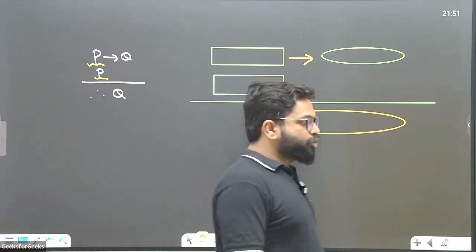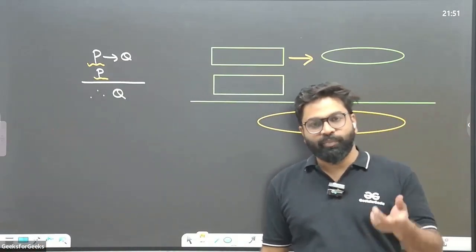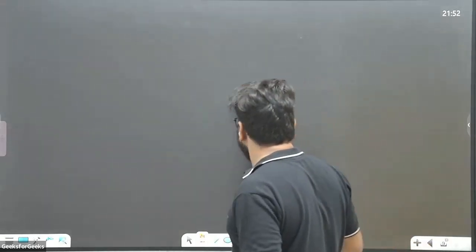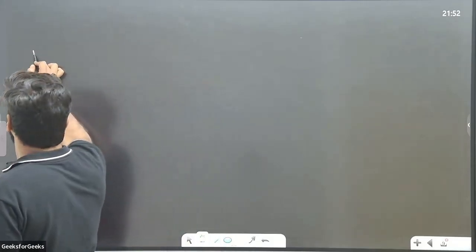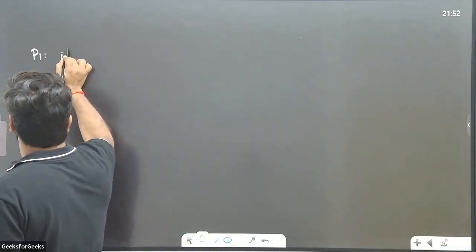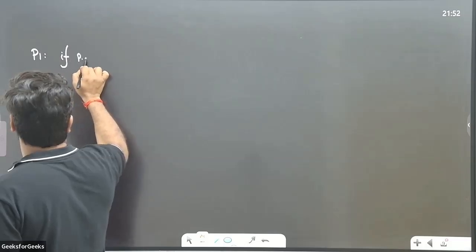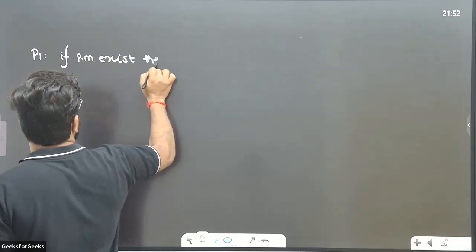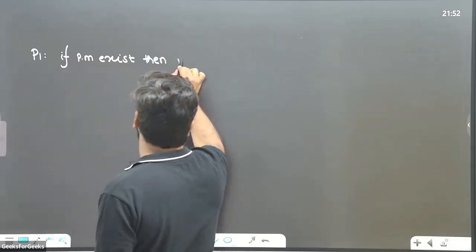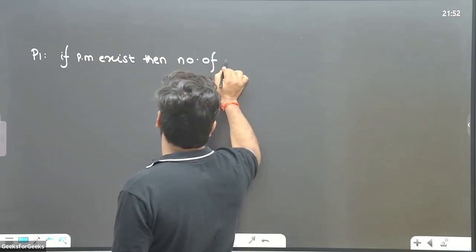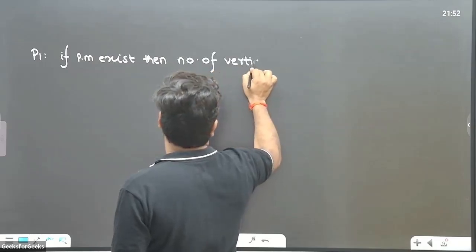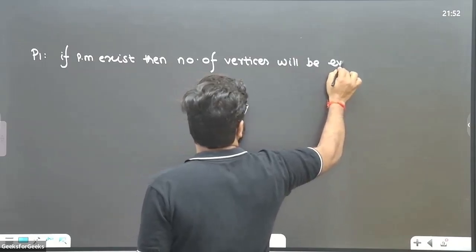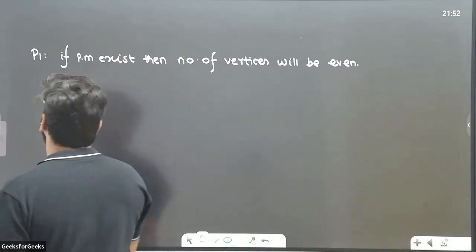Now it is time to show you what kind of example does not come under the inference rule. So here this is my first premise, premise number 1. If perfect matching exists, then the number of vertices will become even. This is your first premise.